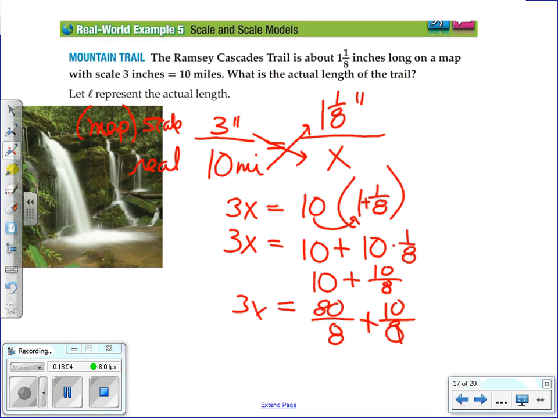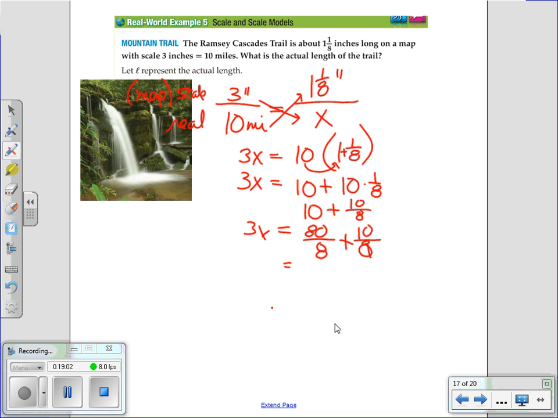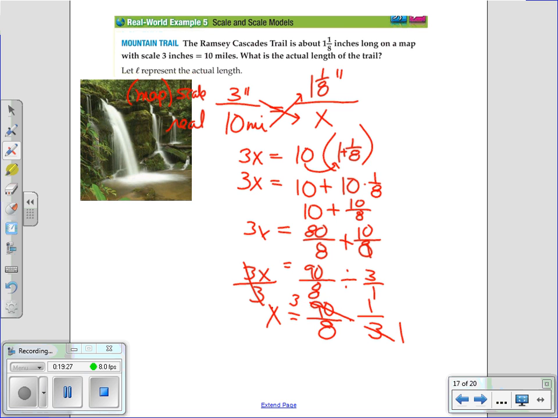So that's what 3x is. 80 plus 10 equals, let's extend our page here. 80 plus 10 is 90 eighths equals 3x. So now we're going to divide by 3. Divide by 3, right? Those cancel out. We find that x equals, how do you divide fractions? Multiply by the reciprocal. Cancels, cancels, 1 and 30. We find out that x equals 30 over 8, right?